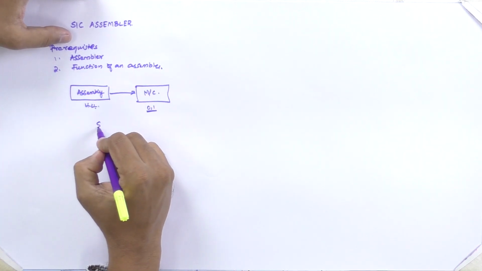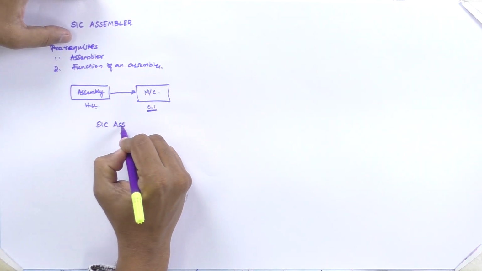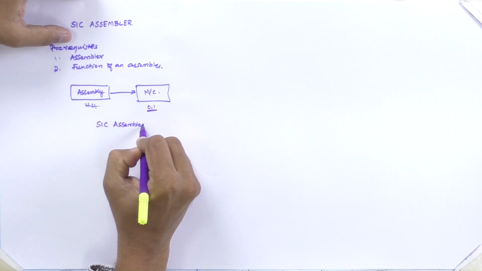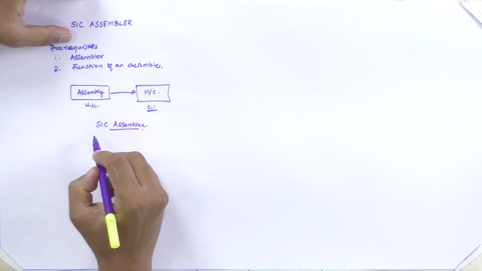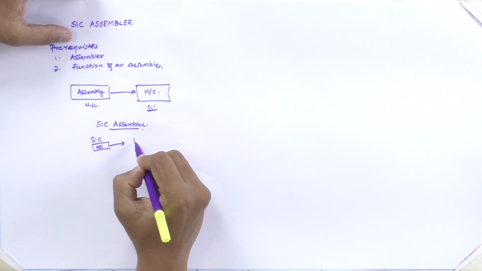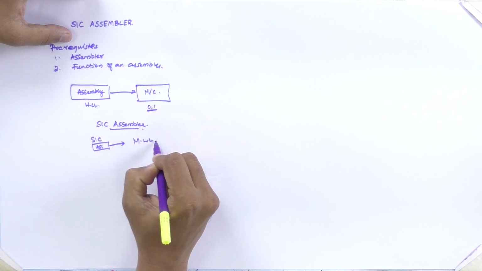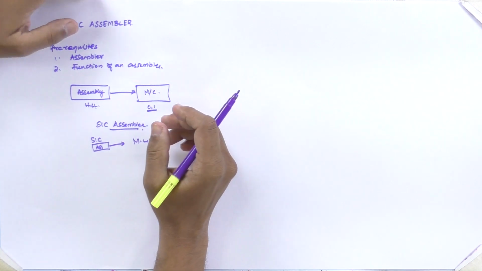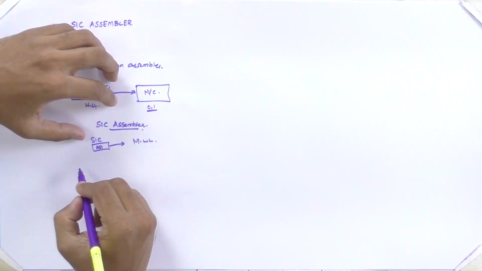So for today we are going to see an SIC assembler. In SIC assembler it will convert an SIC program, that is an SIC assembler program, into a machine level language. So for this we will see a program today, and that program will be converted into a machine level language. So what are the steps involved here?